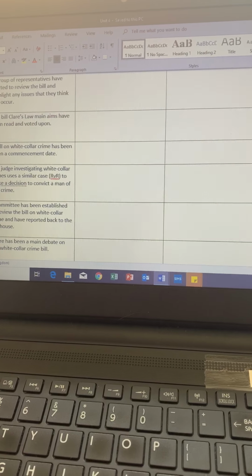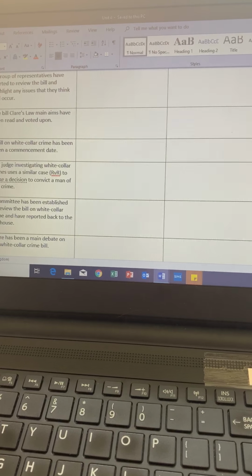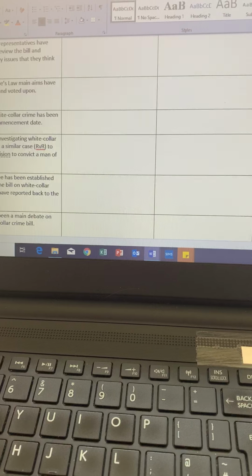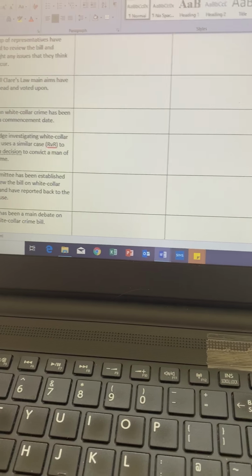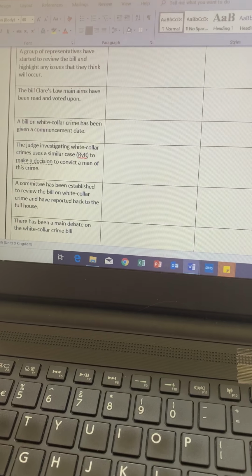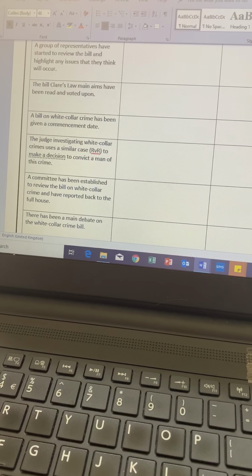Again, next one says judge. So obviously we know it's going to be judicial. It's got in there a case. I've made that up, but it's still got in there a case. And they say it's using a similar case to make a decision. So that's judiciary precedent.